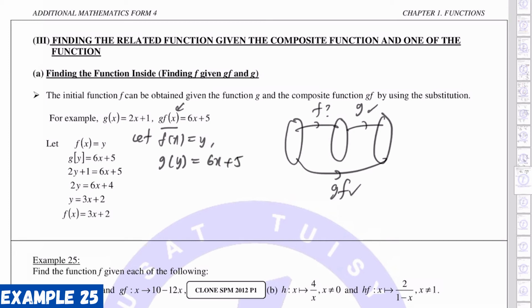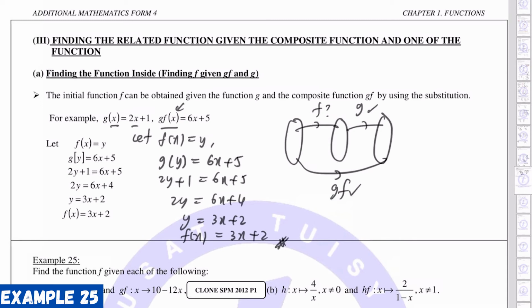Okay, by doing that, I narrow down from two functions g(f(x)) to only one function g(x), and we are given g(x) as well, right? You see, g(x) is 2x plus 1, therefore g(y) will be 2y plus 1. So what I want to do is find y. So when I bring this over, I get 6x plus 4. My y is 3x plus 2. And what is your y? Your y is your f(x). So f(x) is 3x plus 2.